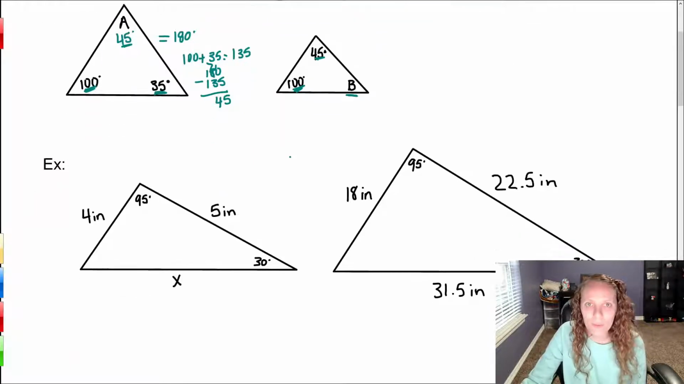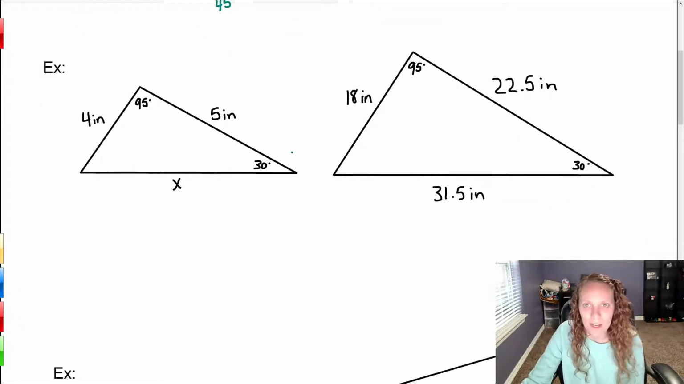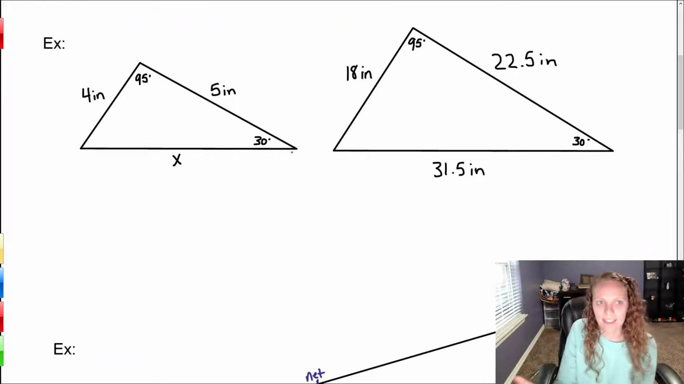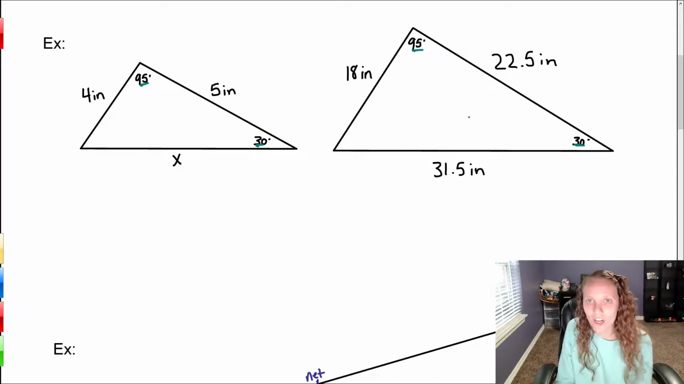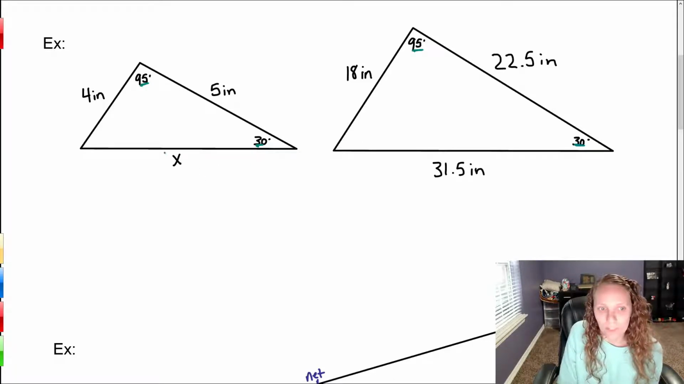Alright, so let's use what we know about similar shapes, and we're going to be solving for missing side lengths. Remember, two angles in each of the triangles have to be congruent. I see a 95 here and a 30 here. I see a 95 here and a 30 here. So these two triangles are similar. Similar triangles have proportional side lengths, and we are trying to solve for x here. So in order to solve for this missing side, we are going to set up a proportion.